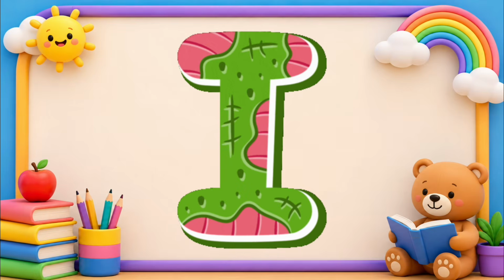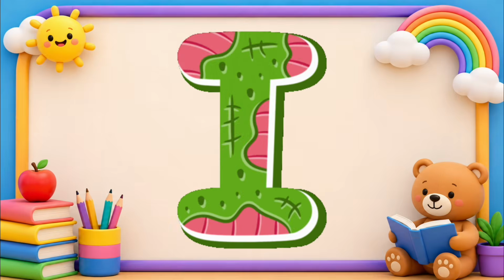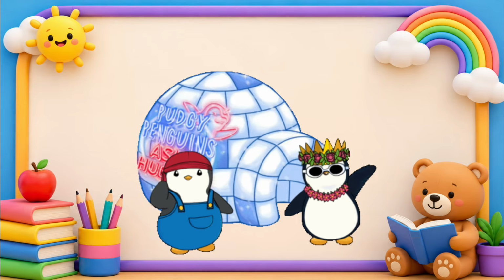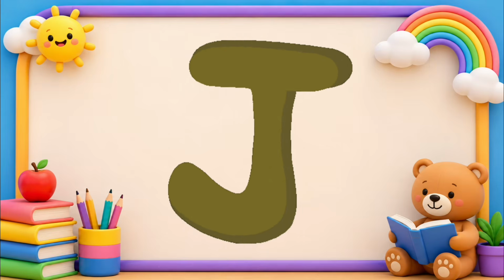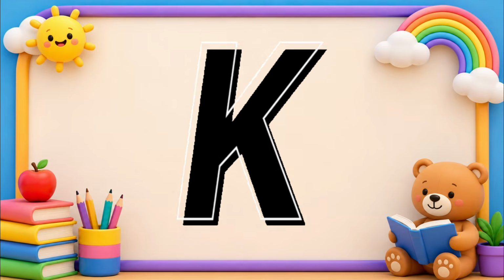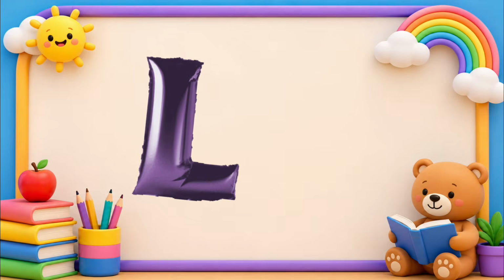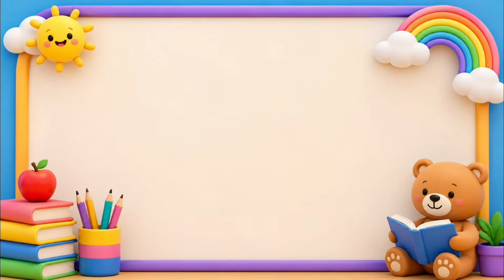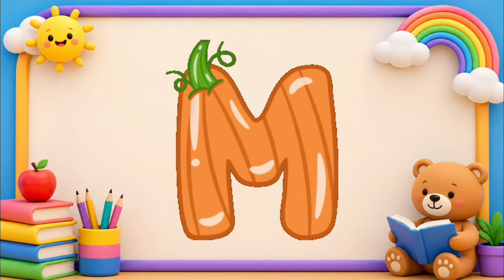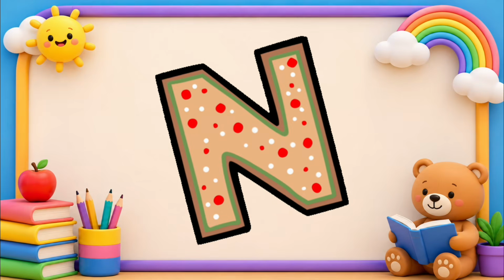I. I has two sounds. Long sound is I. Ice cream. And short sound is I. Igloo. Next is J. J. Jellyfish. K. K. Kite. L. Lollipop. M. Mango. Next N.